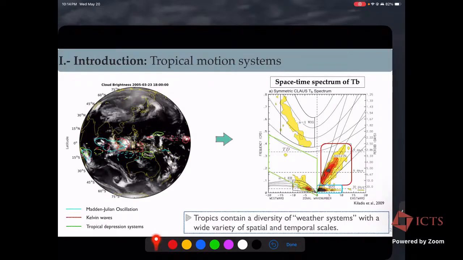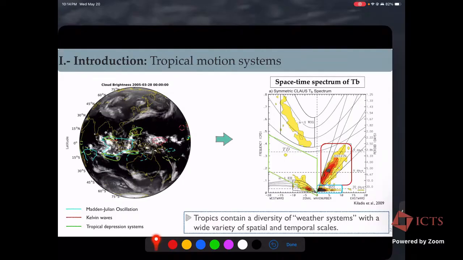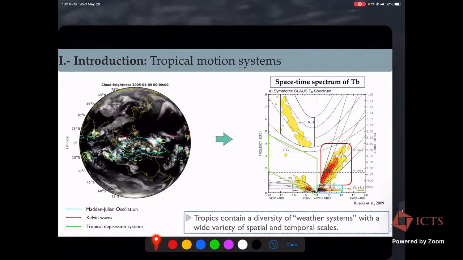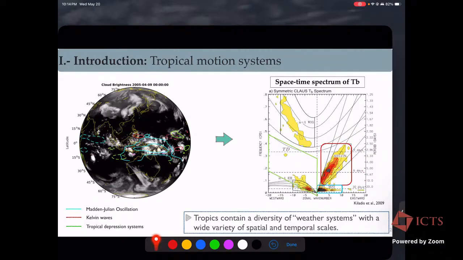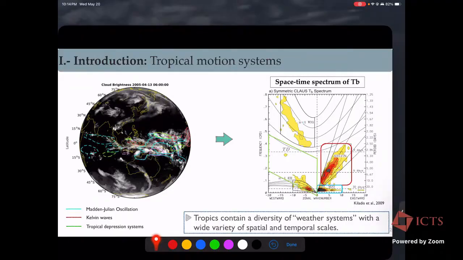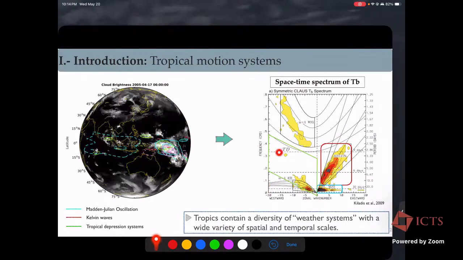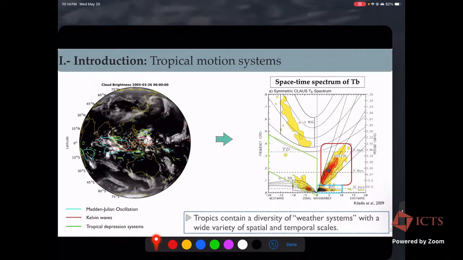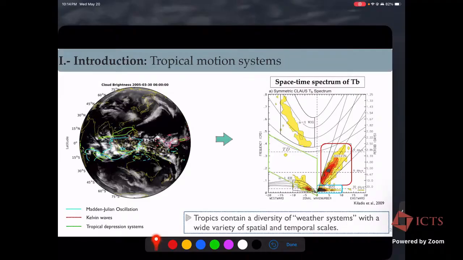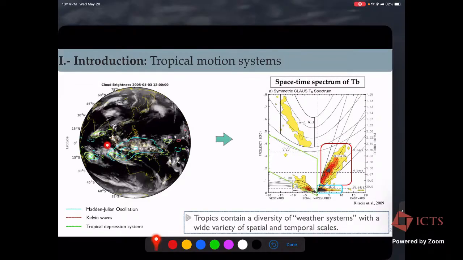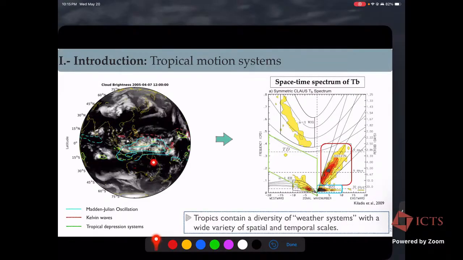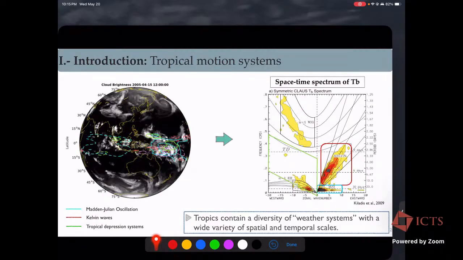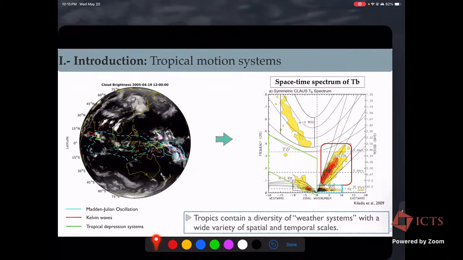So these waves can be classified in different ways. For instance, you can classify the waves that propagate eastward, like Kelvin waves and the MJO. You can have waves that propagate in the opposite direction, like Rossby waves, TDs, and westward inertial gravity waves. You can also classify this family of waves according to their horizontal extension. You can have large-scale disturbances like the Madden-Julian oscillation, or smaller-scale, synoptic-scale disturbances like the two-day waves or westward inertial gravity waves.